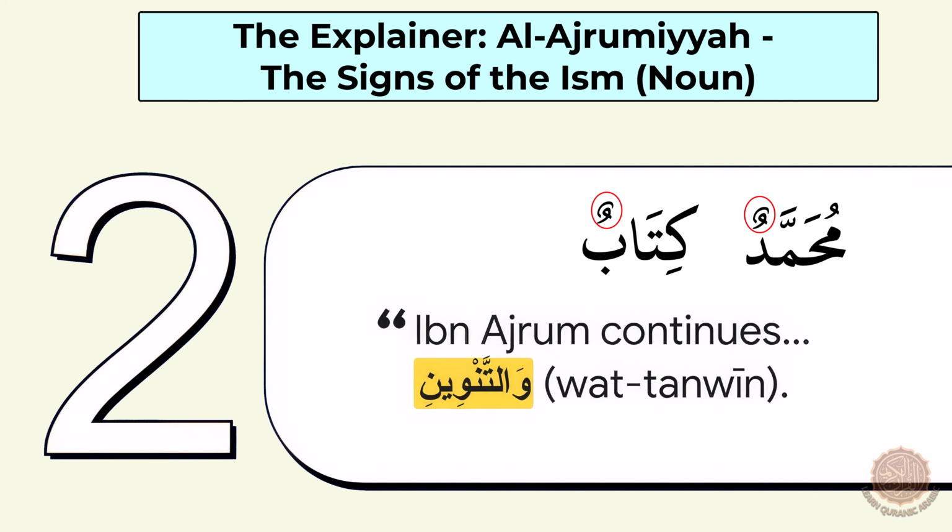The real test is this. Can the word you're looking at even accept tanween? A verb, for instance, like yadribu, he hits, can never become yadribun. It's impossible. But a noun like kitab can easily become kitabun. The fact that it can accept it is the proof that it's an ism.